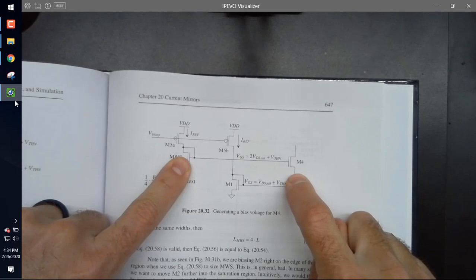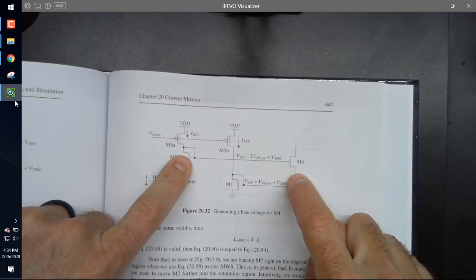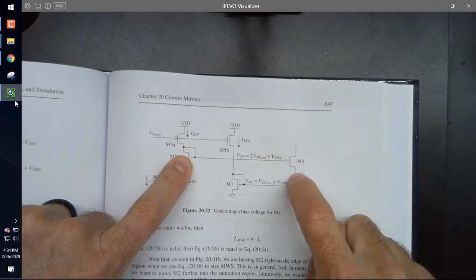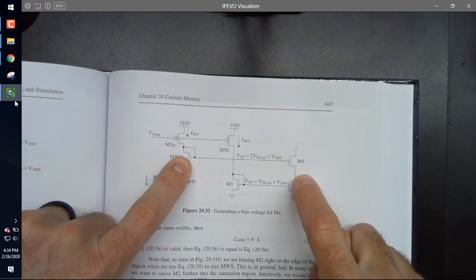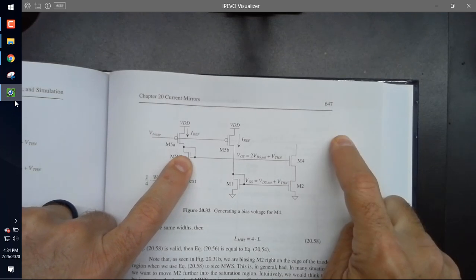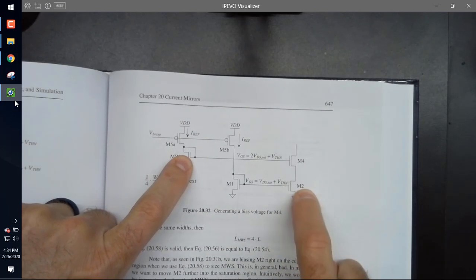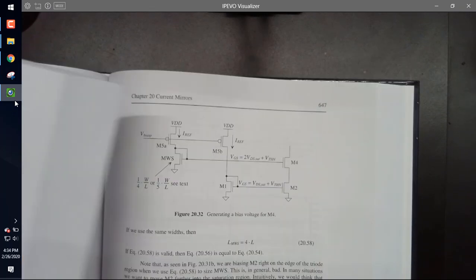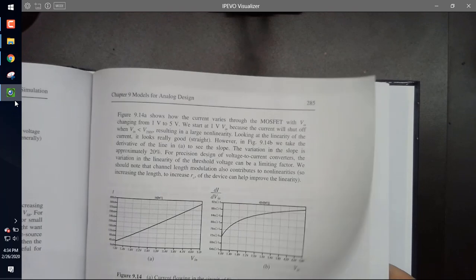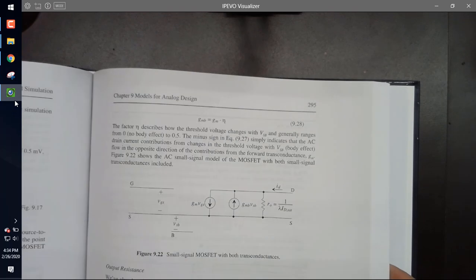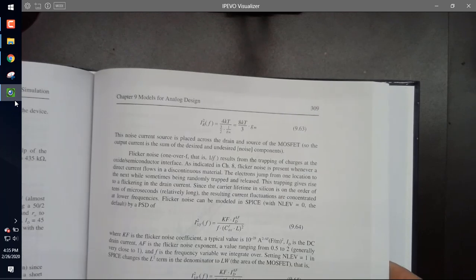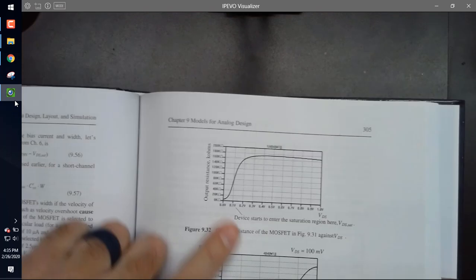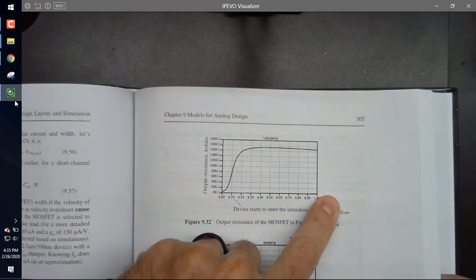What do I do with this voltage? If I move this voltage up, what happens to this voltage right here? Goes up. If it goes up, what happens to the output resistance of M2? Goes up. Prove it. Go back to chapter 9. And if you look at how the output resistance changes with VDS.